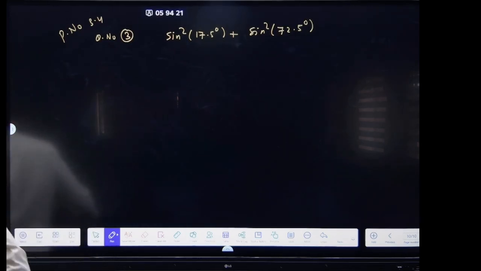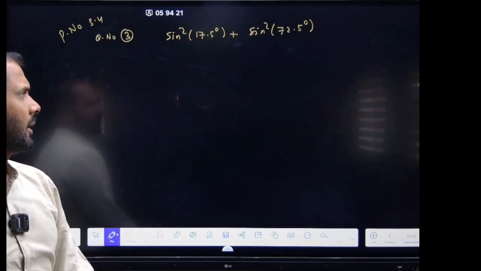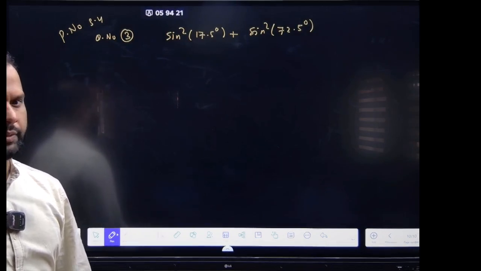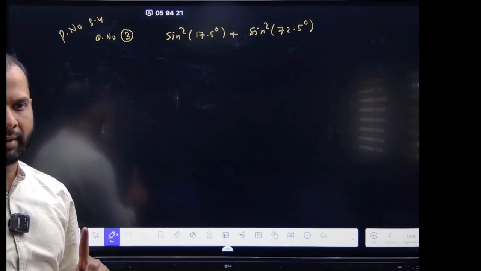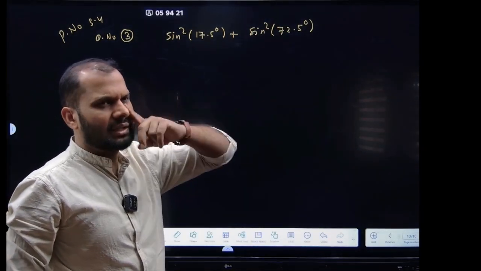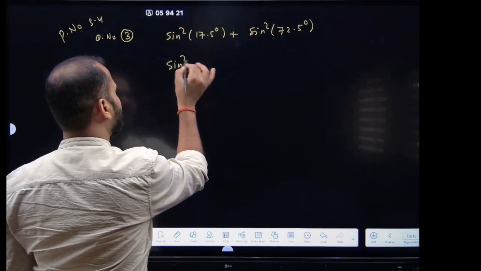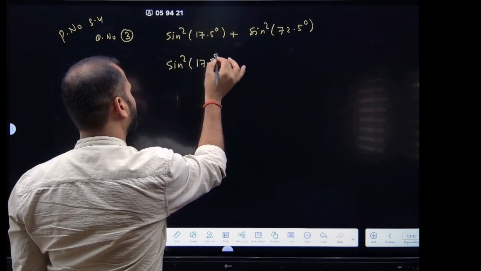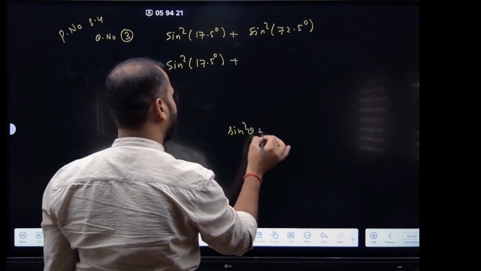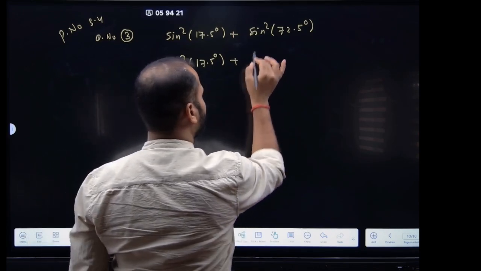So, sin square, then you will be thinking that do we have any identity in terms of sin? Yes, we have. Which identity we have? Sin square theta plus cos square theta is 1, right? But sin square is there, cos square is not there. Then you will think that can we convert? Yes, we can convert it. How? So, here I will be writing, let it be sin square 17.5 degree plus this.